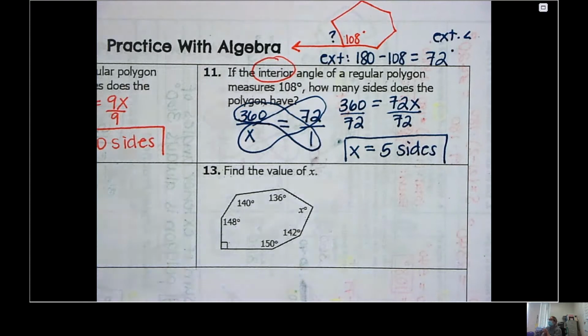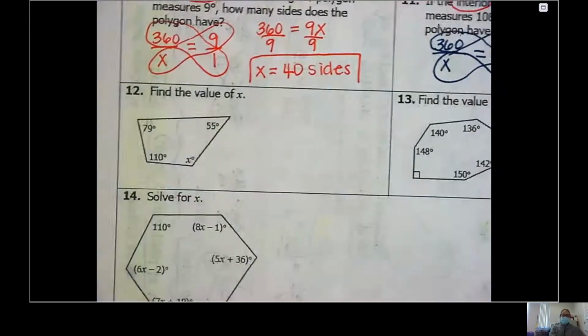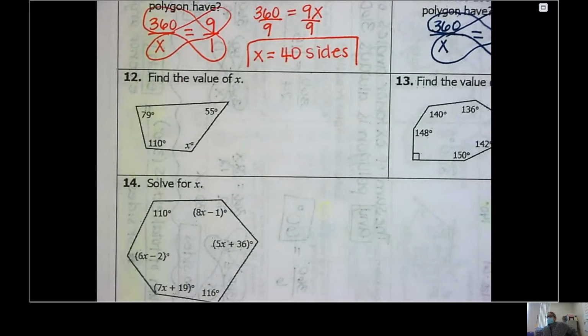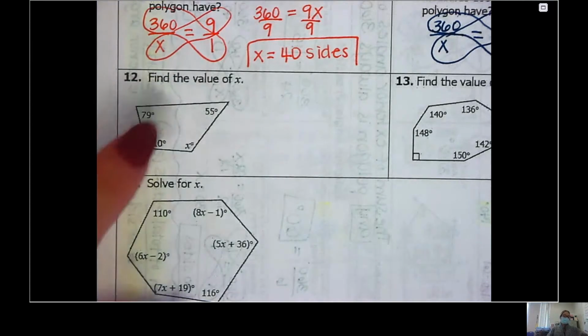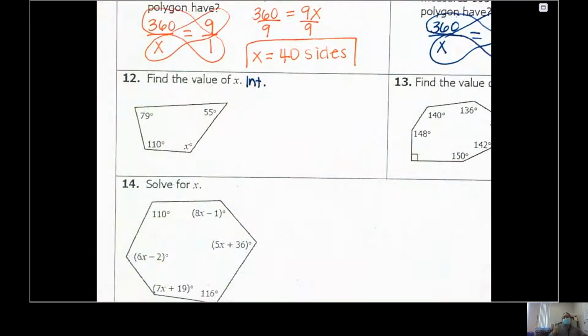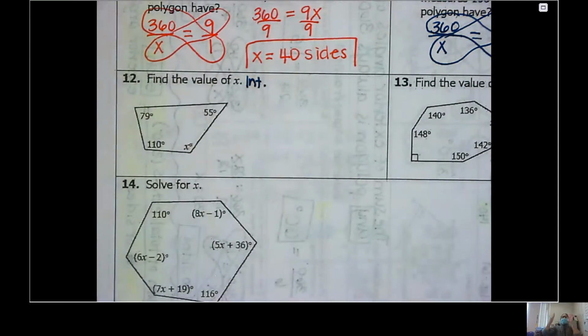All right, so now let's get ourselves down to business on straight up algebra problems. Number 12, find the value of x. Now, first of all, are these interior, exterior angles? Interior. Now, first thing I want to do is, I'm going to put INT for interior. I want to say, okay, if I add up all of the interior angles, I'm supposed to get one number, right? But I don't know what that number is. How do I figure that out?